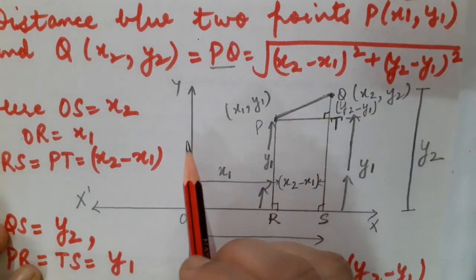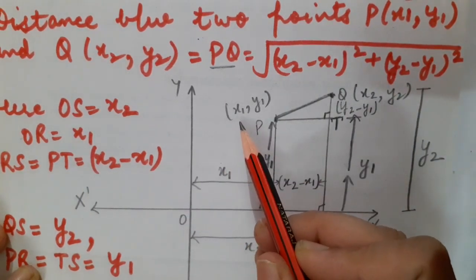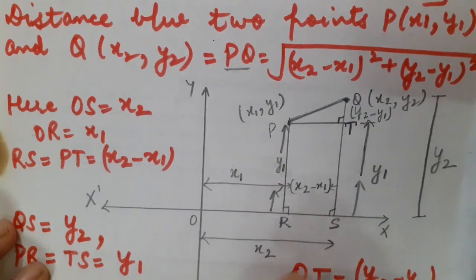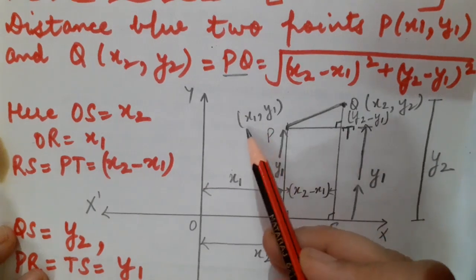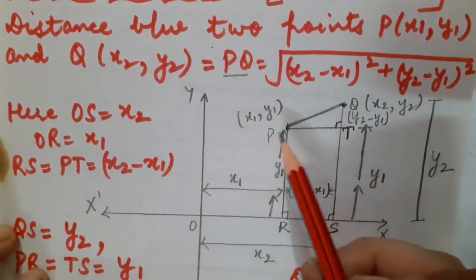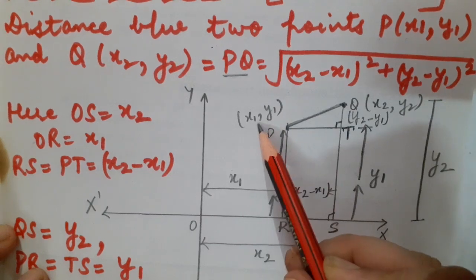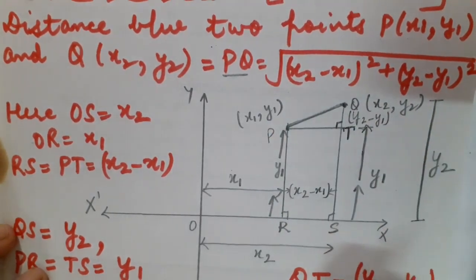So what I am going to do, here I have assumed as we are going to derive the formula, so we cannot take the coordinates like 2, 3, 4, 8. We cannot take like this. We will have to consider them in the form of variables using generalized form. Okay. So P I have taken x1, y1 and Q I have taken x2, y2.